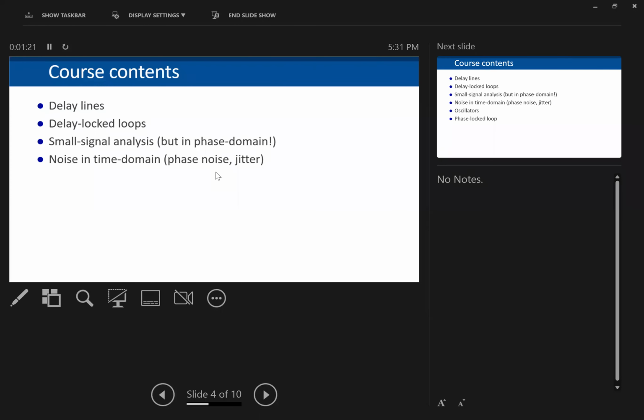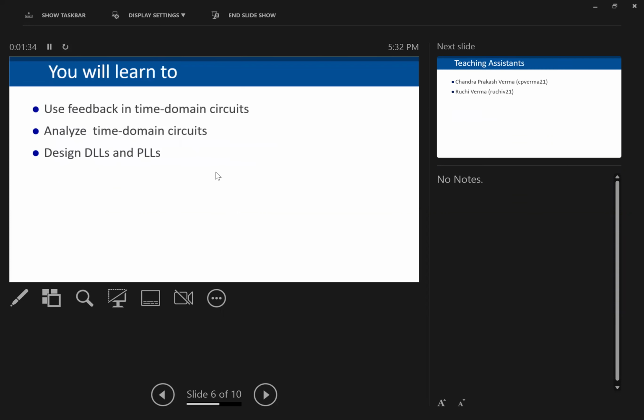Similarly, we'll deal with noise in time domain. And finally, we'll do oscillators, and we'll put this oscillator with a negative feedback, and that will give us phase lock loops. So this is the overall contents of this course. And at the end of this course, you will learn how to use feedback in time domain circuits, and you will learn how to analyze these circuits, and you will be in a position to design both delay lock loops and phase lock loops.